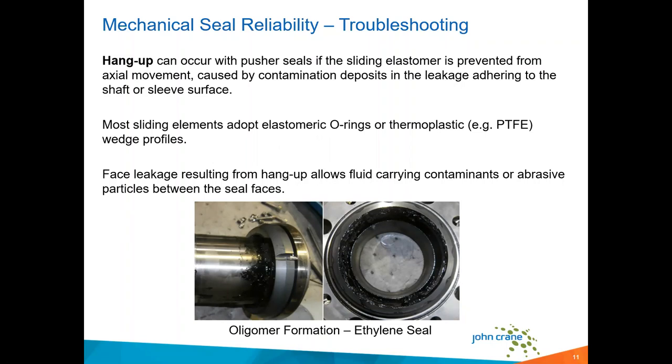So when we look at post-failure analysis or performance analysis of mechanical seals, hang up is certainly going to be very critical and definitely will impact pusher seals more than non-pusher designs. Pusher seals are going to have an elastomer secondary element that needs to move axially or slide. And if that sliding elastomer is prevented from axial movement, the seal face leakage is definitely going to be elevated at that point. Most sliding elements are typically going to be elastomer O-rings.